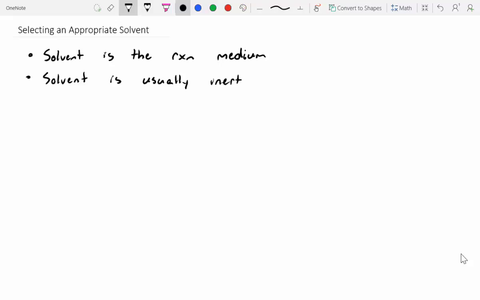What does it mean when I say inert? Non-reactive. It doesn't participate in the reaction in a direct way. Its bonds aren't broken in any way, usually.